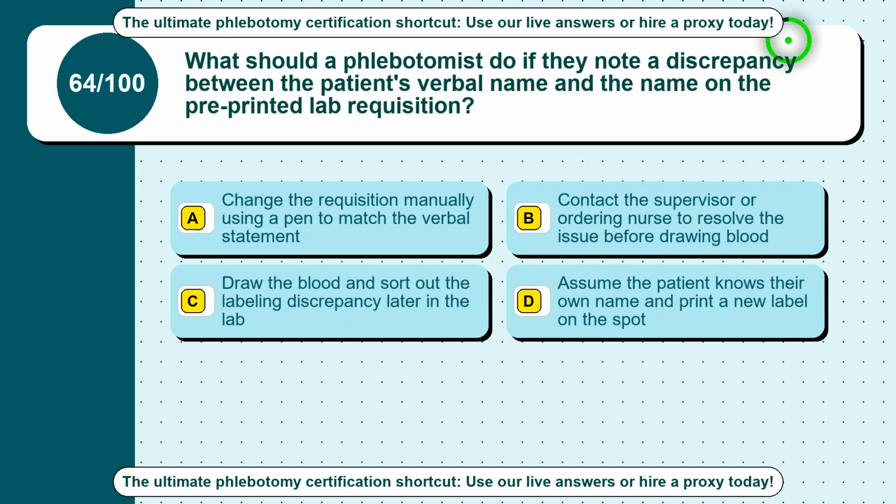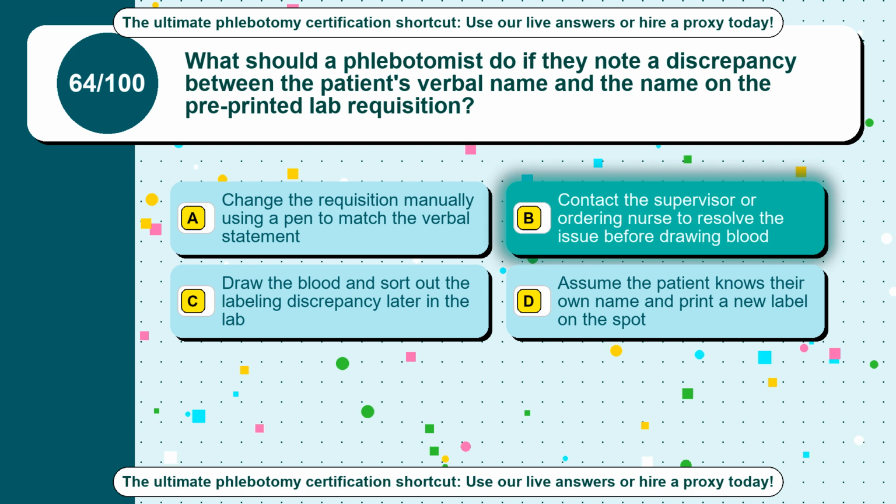Question 64. What should a phlebotomist do if they note a discrepancy between the patient's verbal name and the name on the pre-printed lab requisition? Option A. Change the requisition manually using a pen to match the verbal statement. Option B. Contact the supervisor or ordering nurse to resolve the issue before drawing blood. Option C. Draw the blood and sort out the labeling discrepancy later in the lab. Option D. Assume the patient knows their own name and print a new label on the spot.